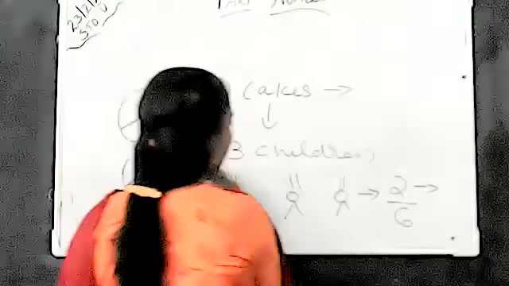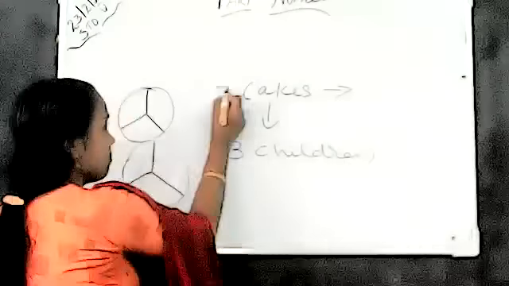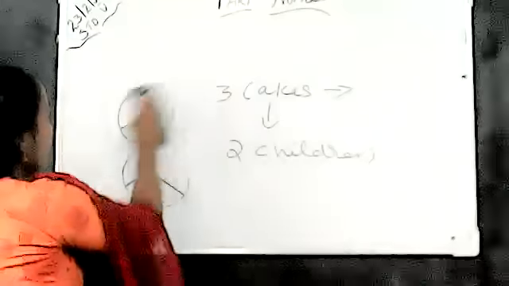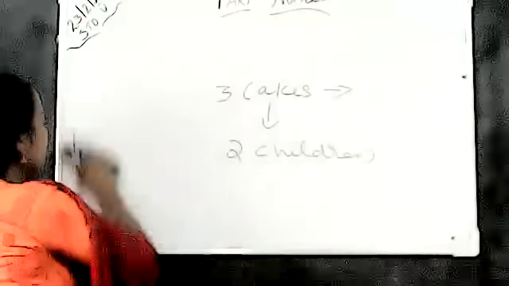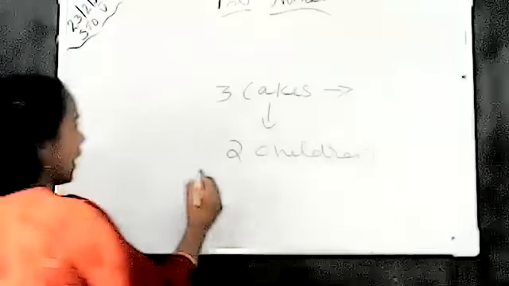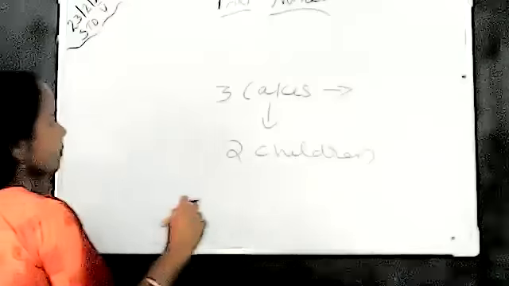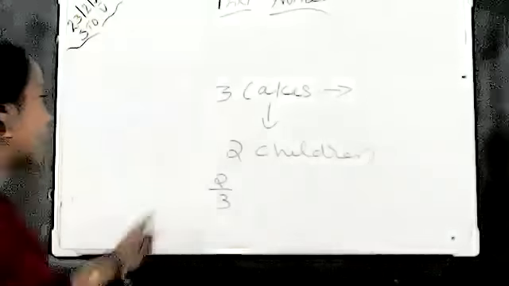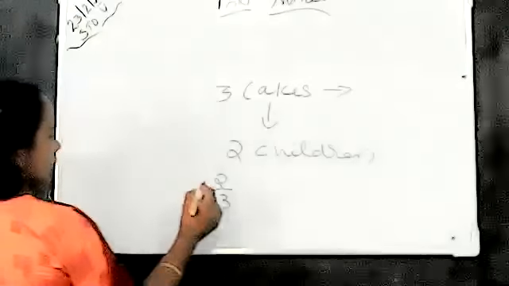Again another problem. In this case, there are 3 cakes and 2 children. How can we divide it? What is the fraction? It is 3 by 2, cakes by children. How can you find that out?